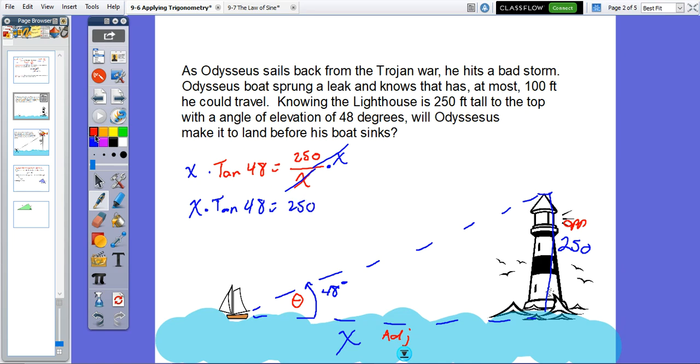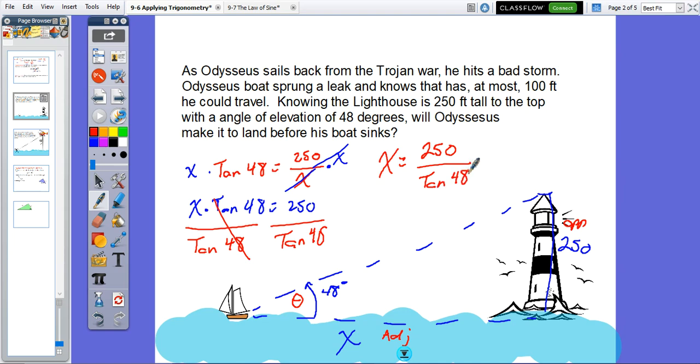Now, class, if I need to get rid of tangent of 48 because I need x by itself, what would we do? Yeah, the opposite. We're going to divide by tangent of 48. And you're allowed to do that. You can divide by the entire thing. It's okay. It's kind of like one number right there. So that gives us x equals 250 over tangent of 48. So that's what you're going to put in the calculator. So put 250 divided by tangent 48. When you do, you should round it to one decimal. You get 225.1 feet.